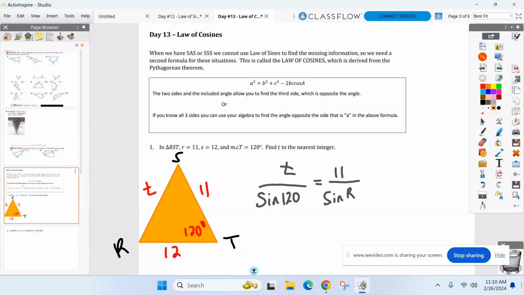I'm stuck. Well, what if I use 12? Same problem. So we all good. Law of sines. Don't have enough info. Can't use it. So I need one more technique for you guys, and that's today's topic. Instead of using the law of sines, let me introduce to you law of cosines.